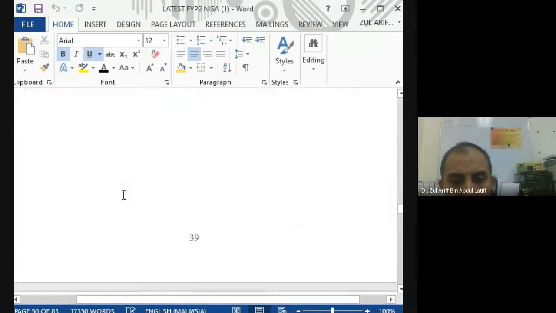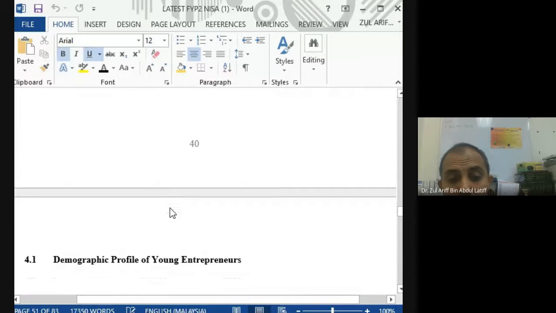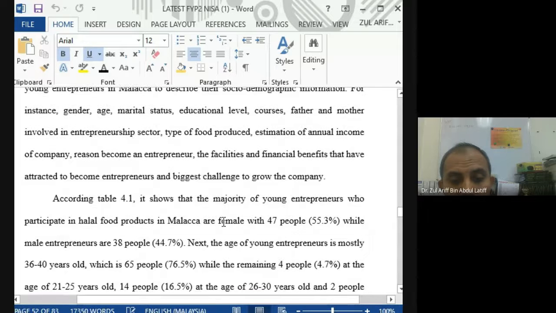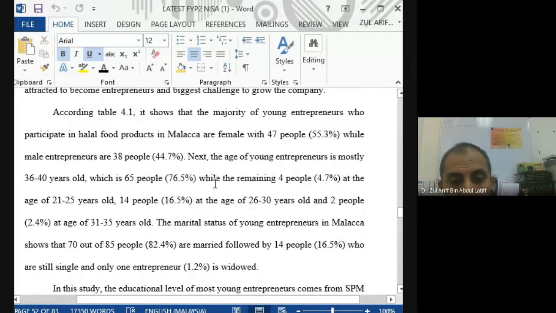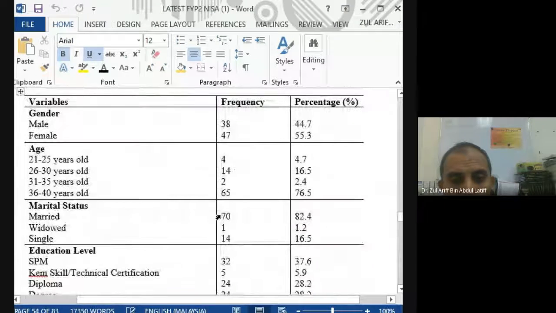Okay, summary. We go for analyze. The discussion, the introduction, you describe how is the flow. This is the flow. She described everything according to Table 4.1: the respondents, the percentage. This is the table pattern.